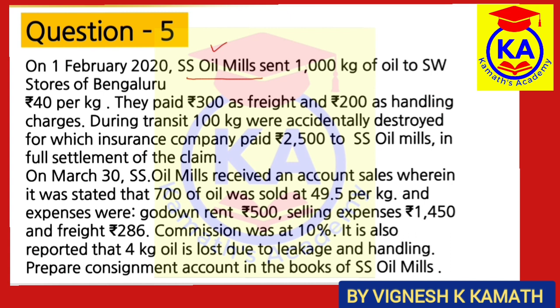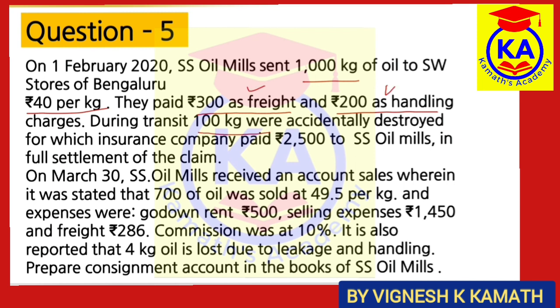SS Oil Mills is a consigner and SW Stores is a consignee. I hope you're clear and able to differentiate between the consigner and consignee now. They sent 1000 kg costing rupees 40 per kg. They paid rupees 300 as freight and 200 as handling charges. So these are consigner expenses, right?